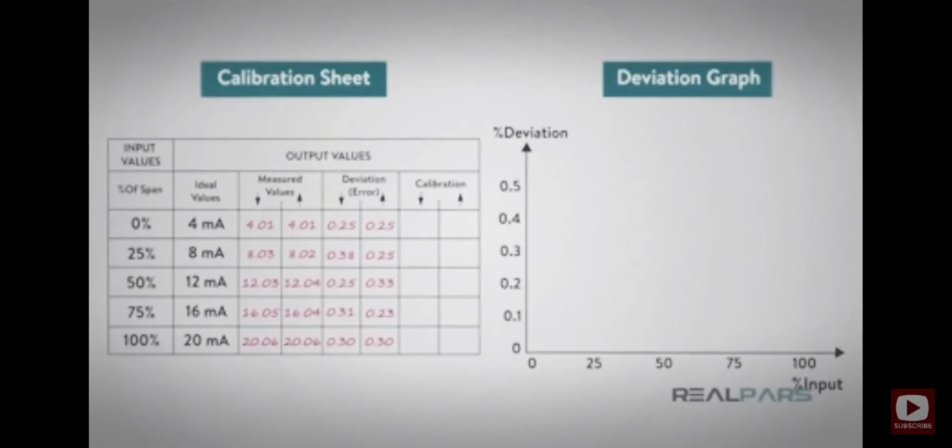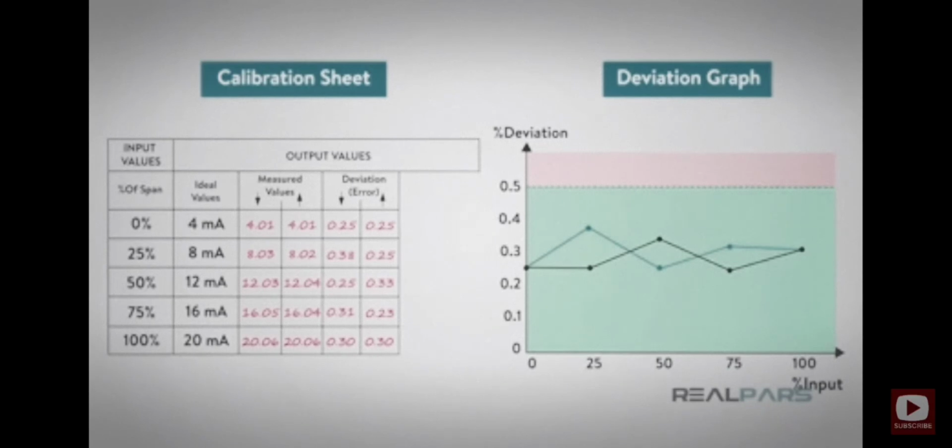Let's assume that the maximum deviation tolerance is 0.5%. Using the data from the calibration chart, we see from the graph that the deviations are all less than the maximum deviation allowed of 0.5%. Therefore, no additional calibration is required.